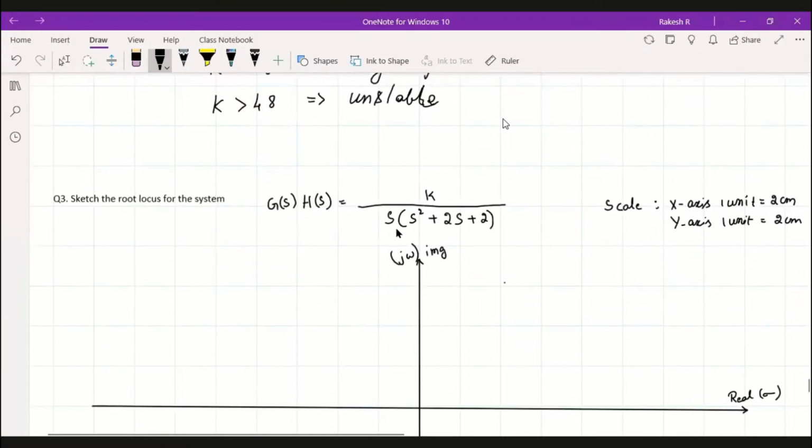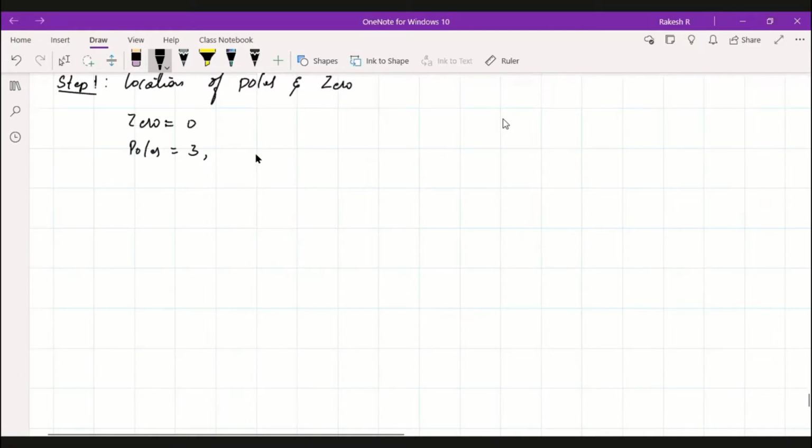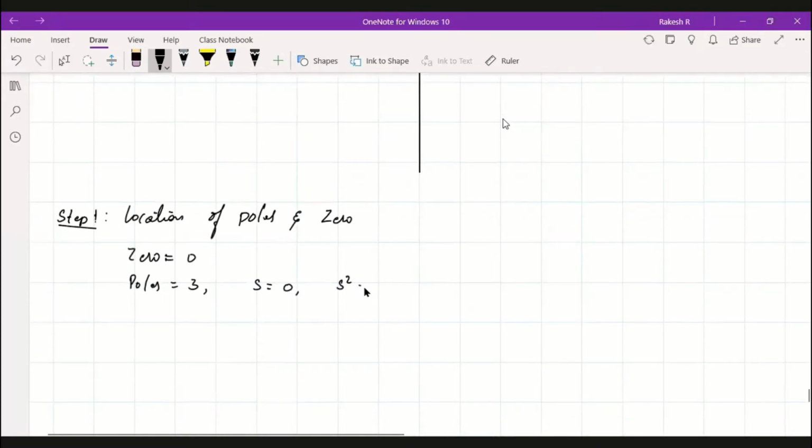Poles. How many poles are there in this? 3. We have s cube, s and s square, so there are 3 poles. Which are those poles? First, we need to find out the roots. First will be s equals 0, and then one more is s square plus 2s plus 2 equals 0. We need to find out the roots of this one.